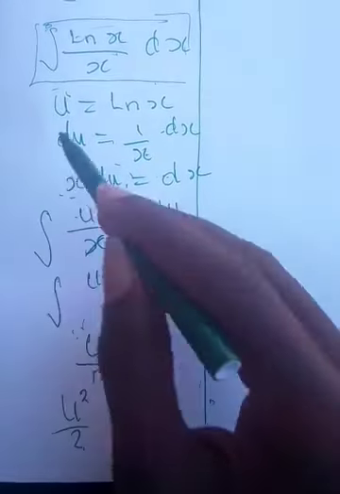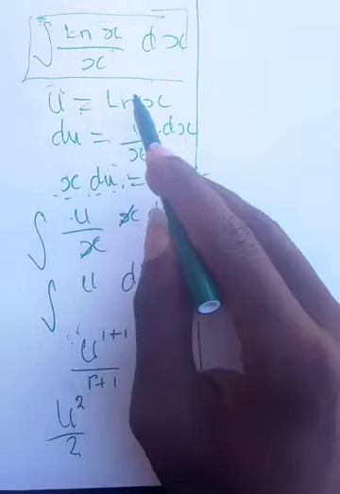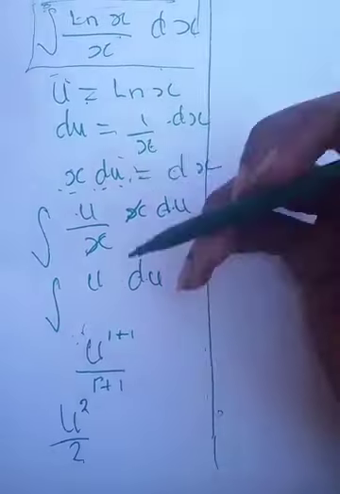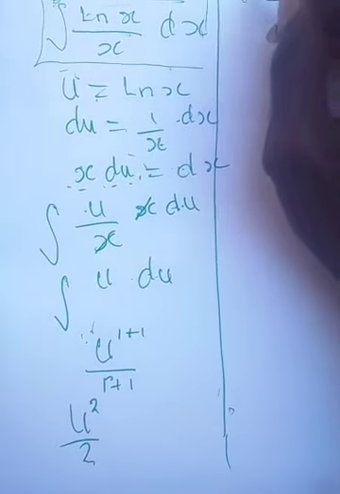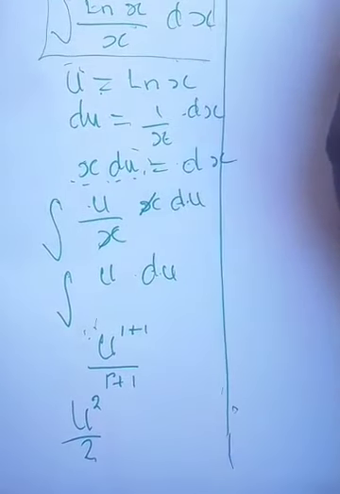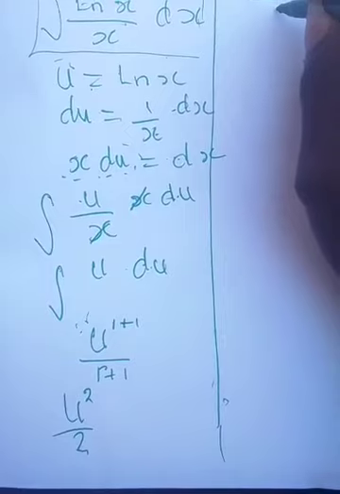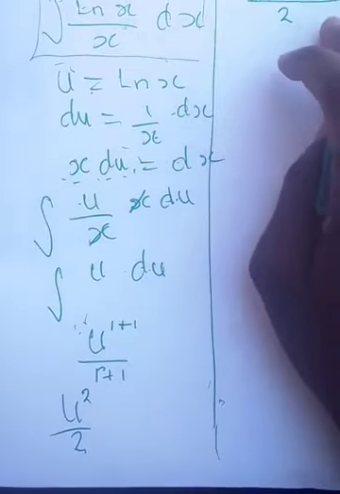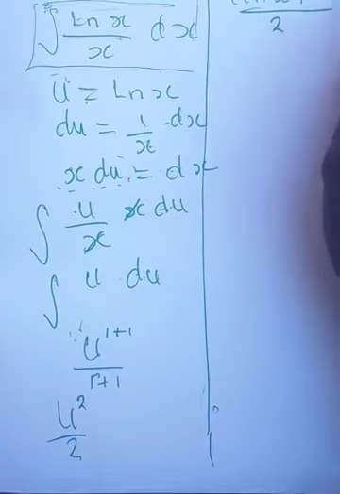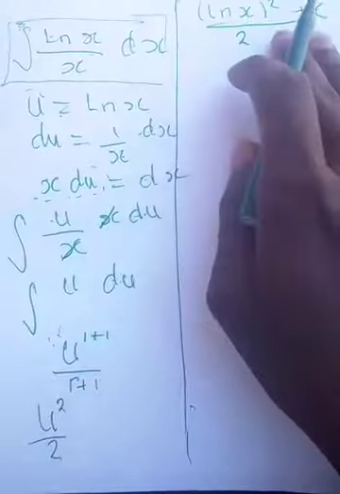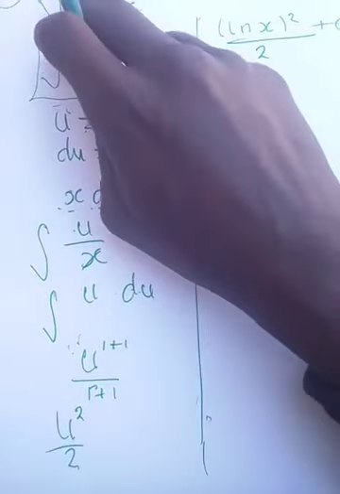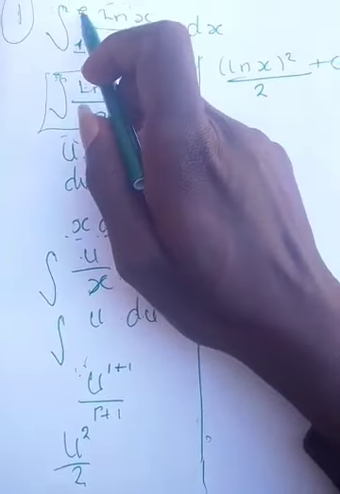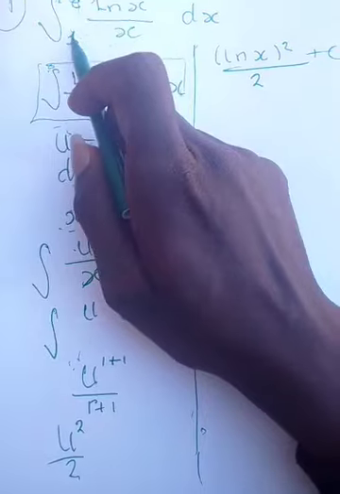Remember, we say that u is equal to natural log x. So where it is u, I'm going to substitute natural log x. So it's going to be natural log x, power 2, over 2. So this is now the integral. If you want, you can even say plus c, but we're not ending here. We need to now substitute the limits. We have these two limits, the upper limit and the lower limit.